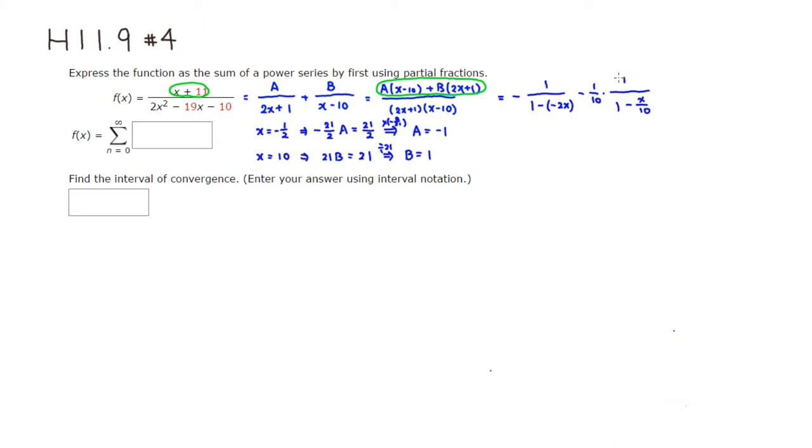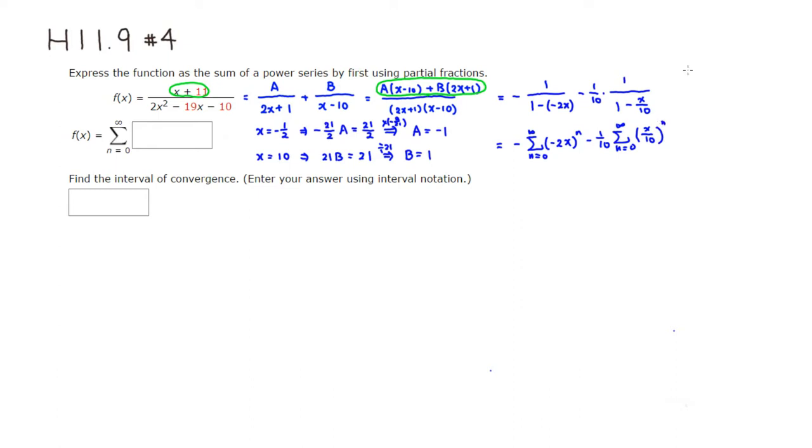Then we can find the power series for these. So it's a negative sign, a summation from 0 to infinity of negative 2x to the n. Then you have a minus 1 over 10, times a summation from 0 to infinity of x over 10 to the n.